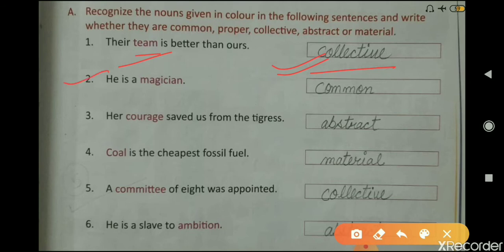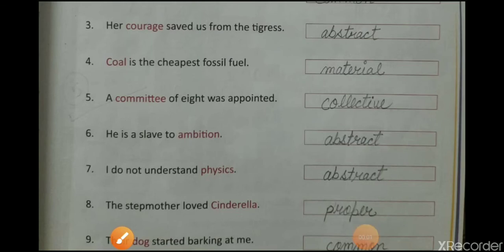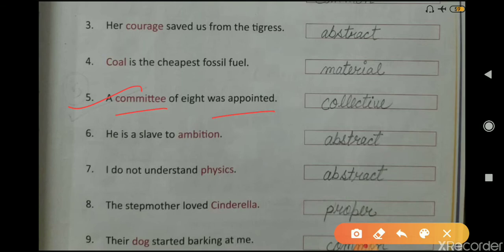Then second, he is a magician. So magician is a common noun. So write here common. Her courage saved us from the tigress. So the noun here is courage and it is an abstract noun, so write here abstract. Then the fourth one is, coal is the cheapest fossil fuel. So coal is a material noun. Now the fifth one, a committee of 8 was appointed. So committee is a collective noun, so write here collective.